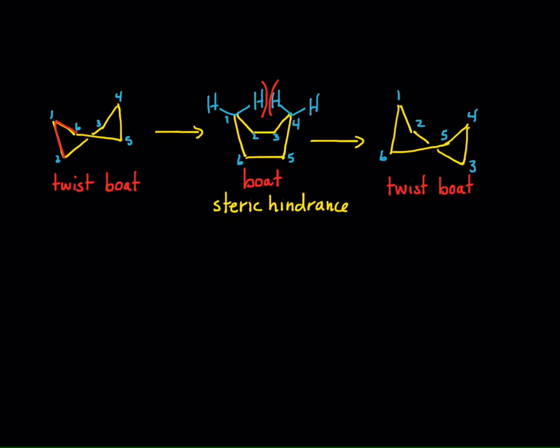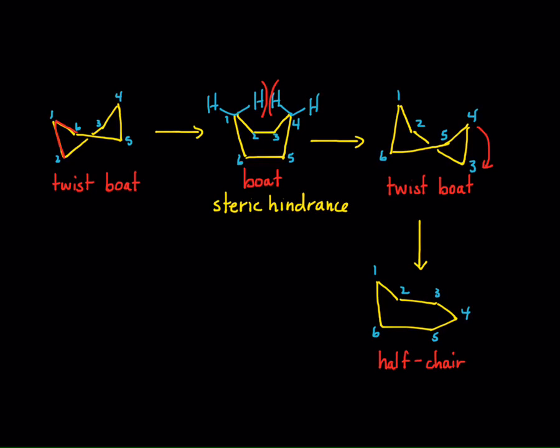You can envision where C1 is, where C2, 3, 4, 5, and 6 are. And now what I'm going to do is take C4 and push it down. So essentially I'm taking one side of the molecule, pushing it up, and then I'm going to take the other side and push it down. What happens when I push C4 down? Well, I end up getting another half chair conformation.